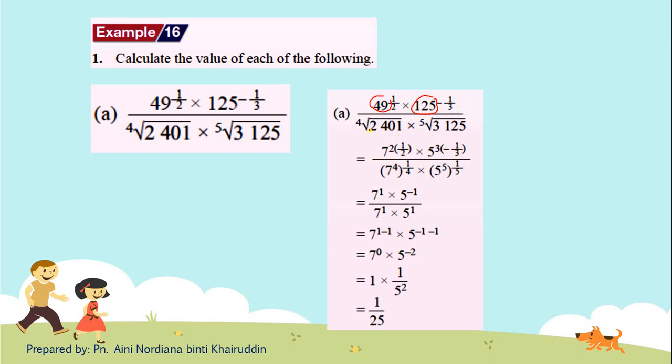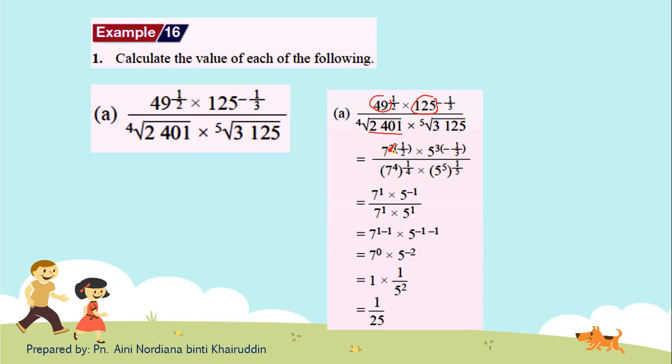For the denominator, cube root of 2401. 2401 is actually 7 to the power of 4, to the power of 1 over 4. This is what I showed you in the previous slide. So 3125 is 5 to the power of 5, to the power of 1 over 5. If you don't understand this, please refer to my previous video.